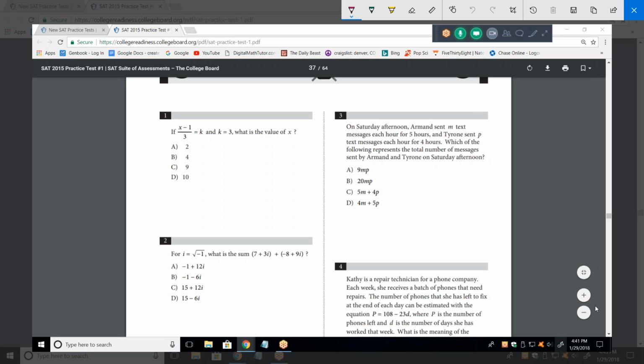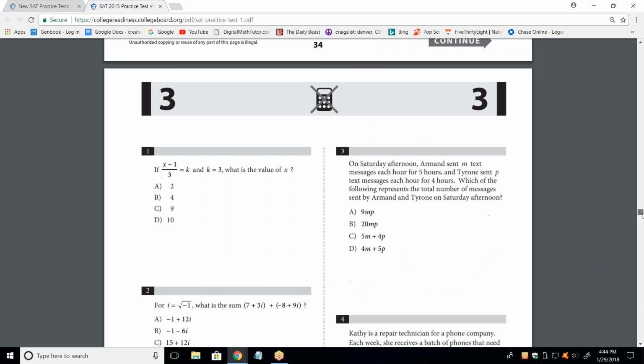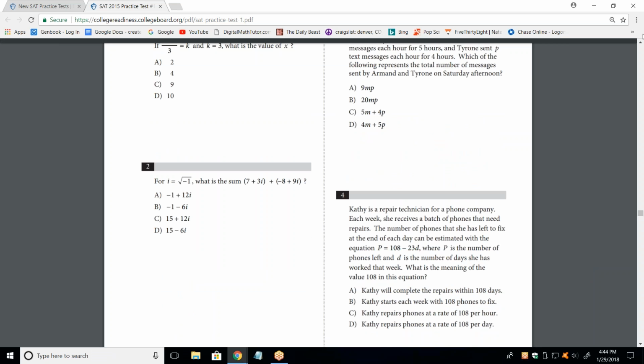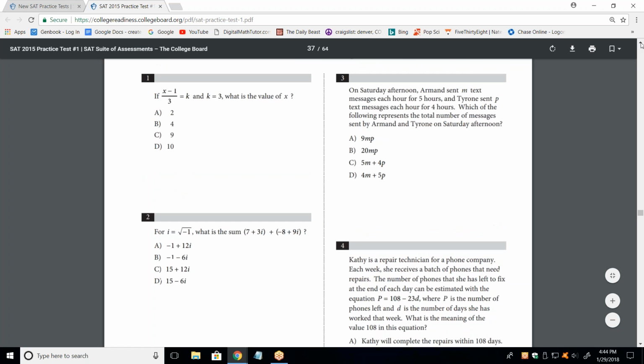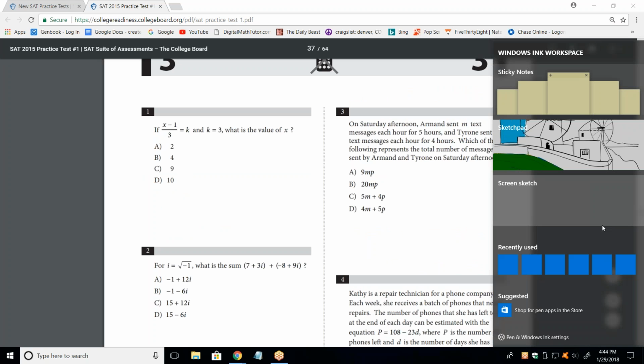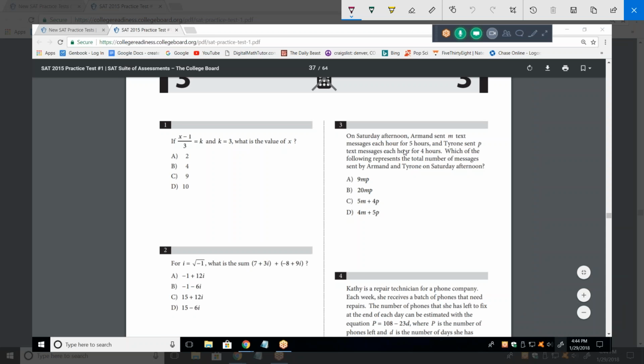Would it be 5m plus 4p? Wait. Yep. Okay. When you get it, I'm going to stop for a moment, because this is actually an excellent problem to illustrate the third technique. So let's use it for that. This problem was easy enough to do that you didn't have to use this technique.